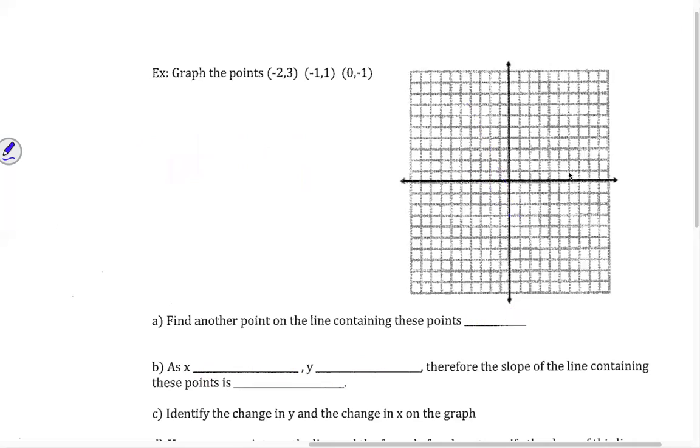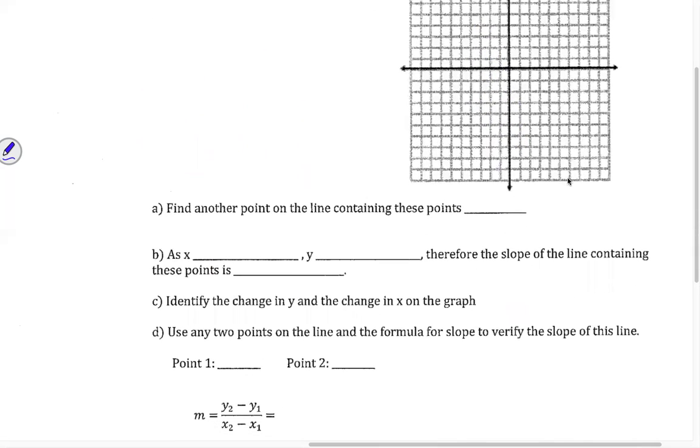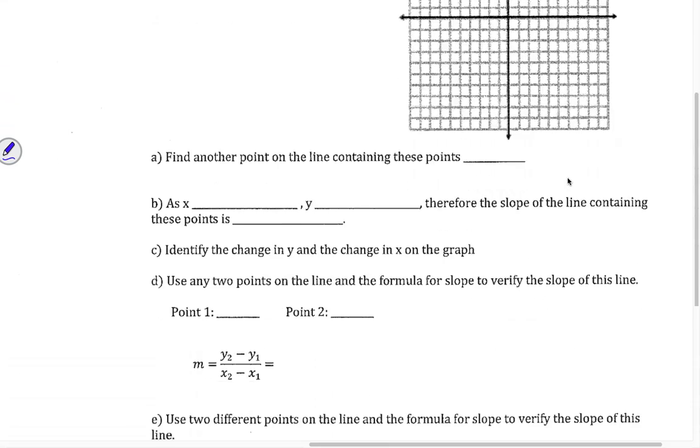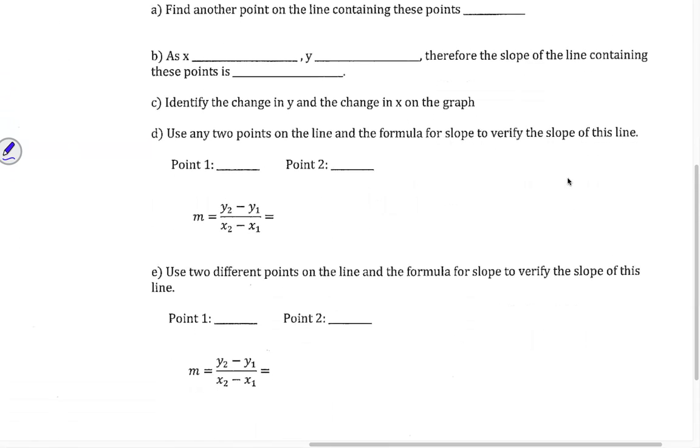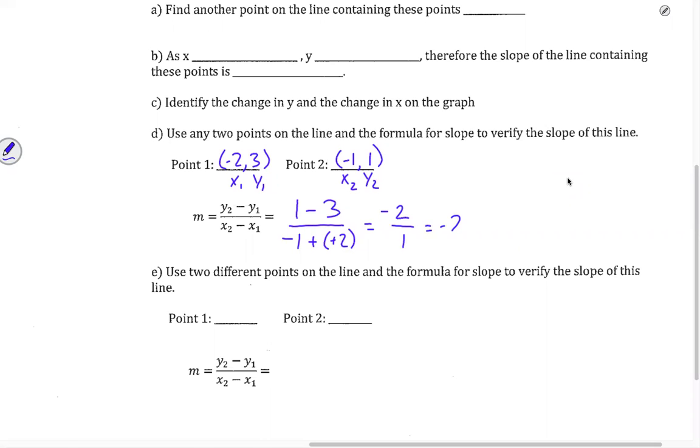Now, it says identify the change. Well, we did that. So let's talk about these points. It's (-2, 3) and (-1, 1). Let's talk about that first. All right, so first step, I'm going to label x1, y1, x2, y2. And then I'm going to write my formula. Well, it's written for you. So now I'm going to substitute. I'm going to do 1 minus 3 over -1 minus -2. And now I simplify. I notice these two negatives make a positive. So I have 1 minus 3, that's -2. And then -1 plus 2, that's 1. So my slope is -2.